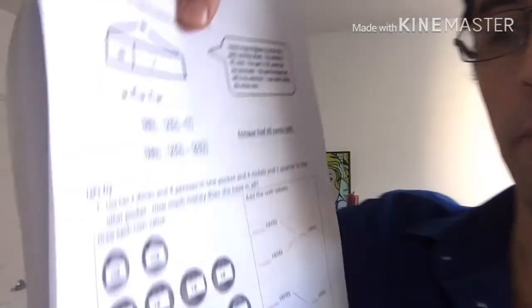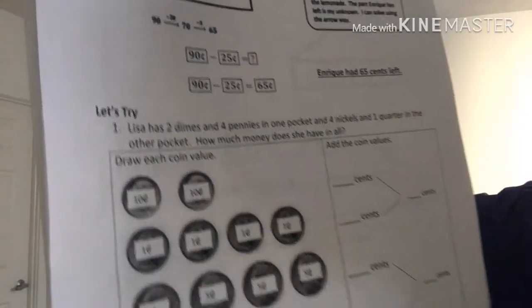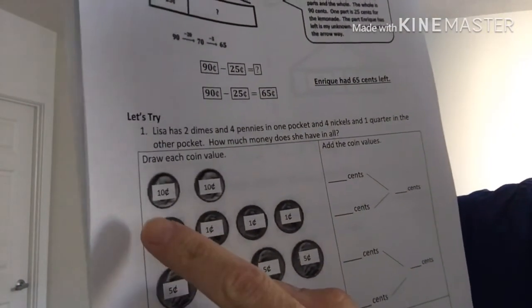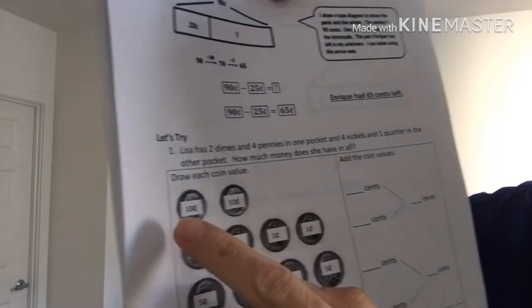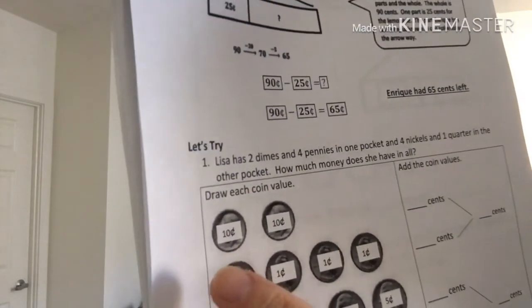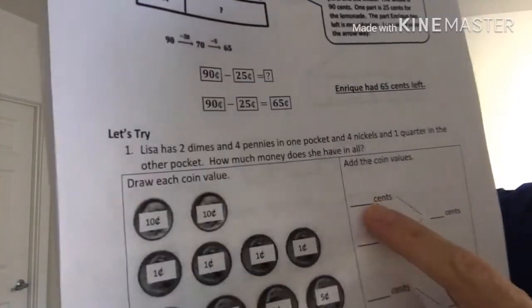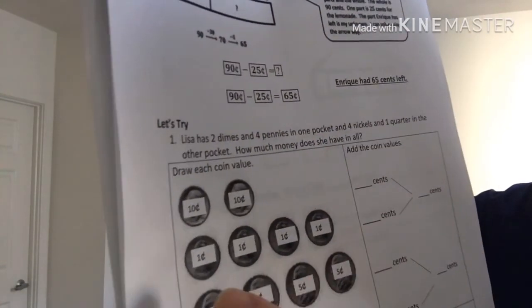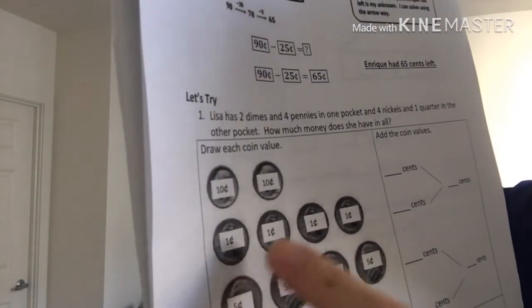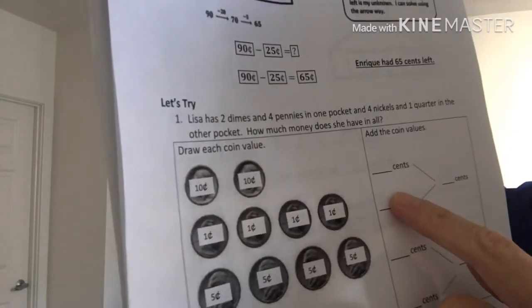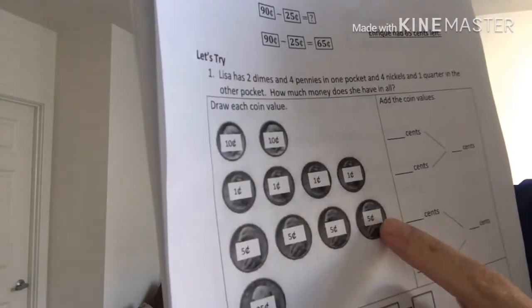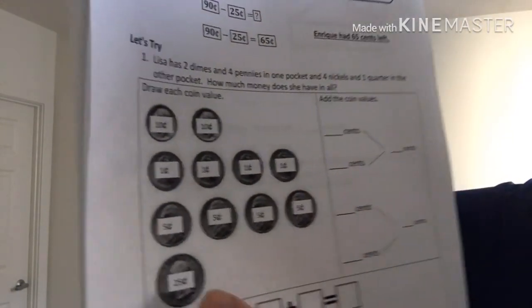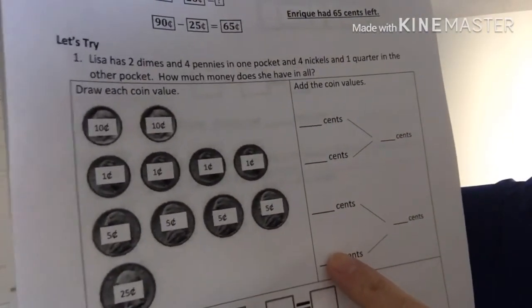So remember, you don't have to draw the coins because they did that for you, but you have to find the total for each denomination, each kind of coin. So 10, 20, write it down here. Those were the dimes. The pennies, 1, 2, 3, 4, write it down here. Then the nickels, 5, 10, 15, 20, write it down. And finally 25, write it down here.